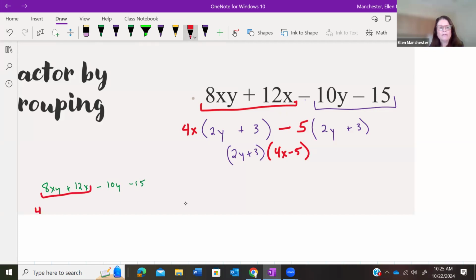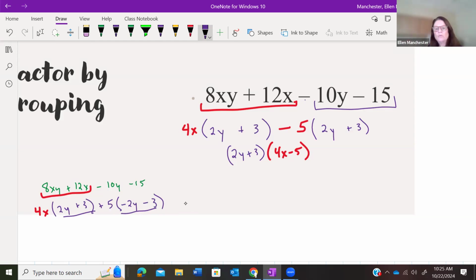All right, so same thing. What's in common? We have 4x. And I have 2y plus 3 left. And then let's say I'm not paying attention and I bring down, I use plus, so I'm taking out a positive 5. I would end up with a negative 2y minus 5. Oh, sorry, minus 3. Do you see how this and this is not the same? Remember, those two sets of parentheses have to be identical.